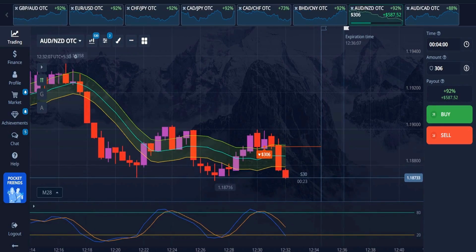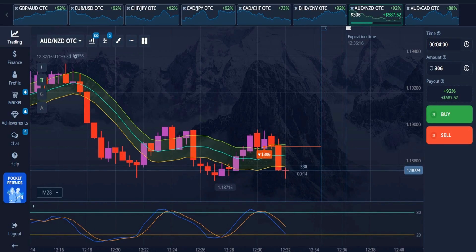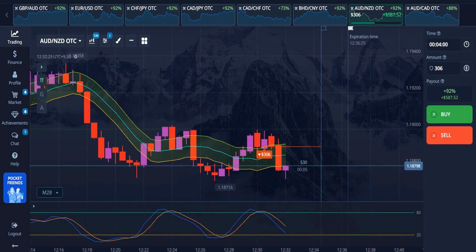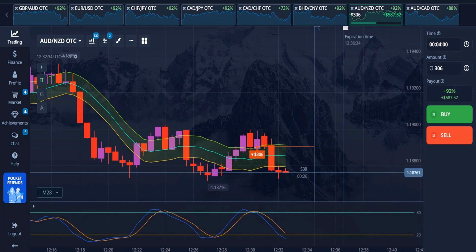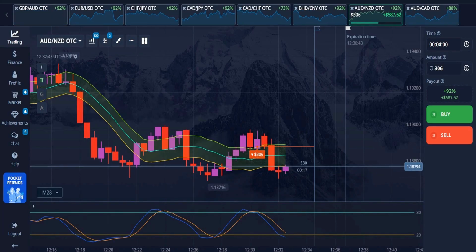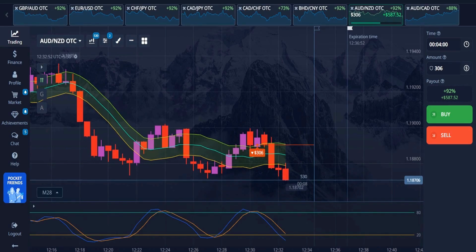Now, this is important. I waited for a bearish candle to form after the crossover. That gave me the confirmation I needed. Once all these conditions were met, I confidently placed a sell trade with a 4-minute expiry.